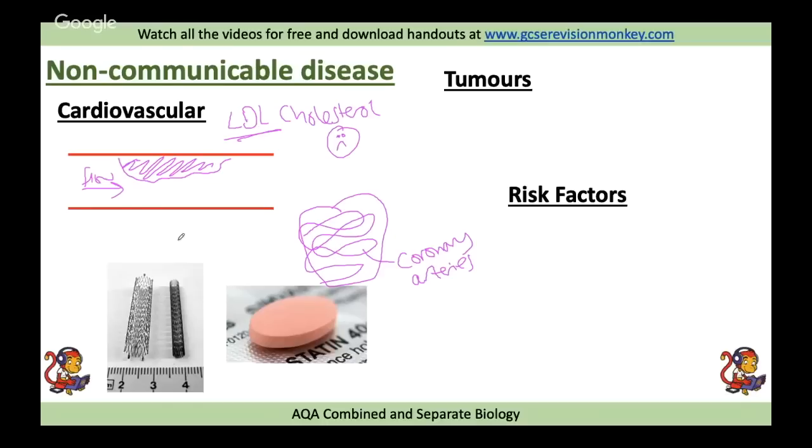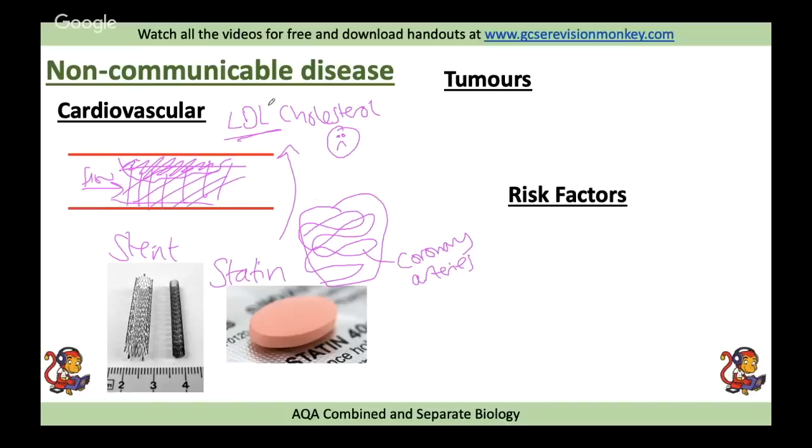So with coronary arteries, if you've got a blockage, you could treat it with a stent. And this is a metal device that requires an operation. You pop it in and it will open out your artery to make it wider and increase the blood flow. Or you can take statins, which are drugs which reduce the cholesterol.